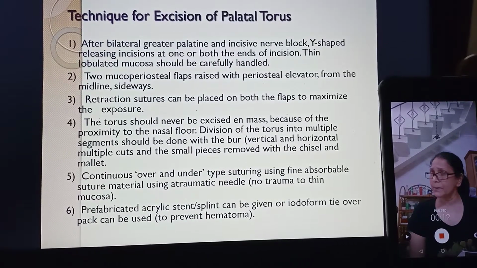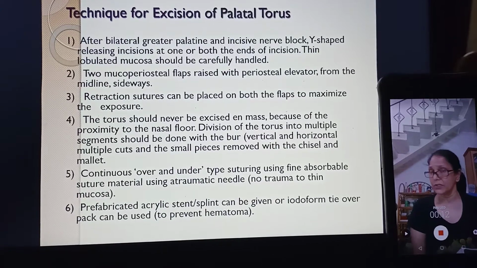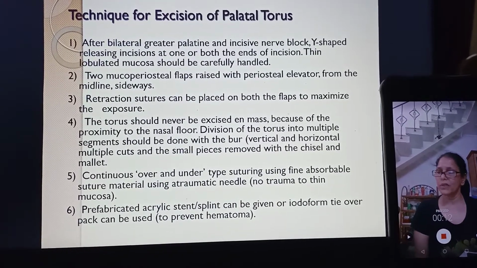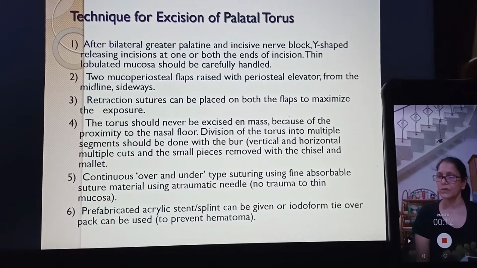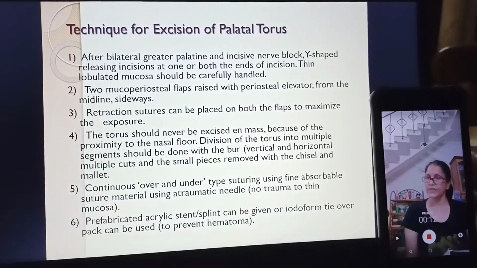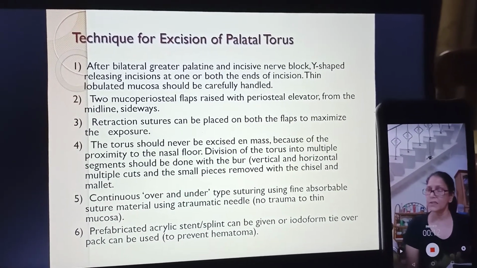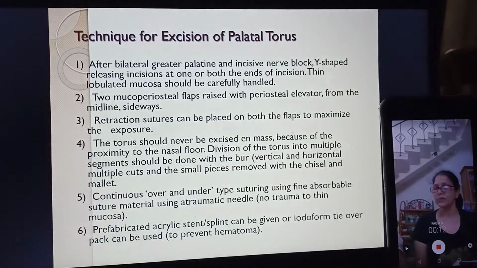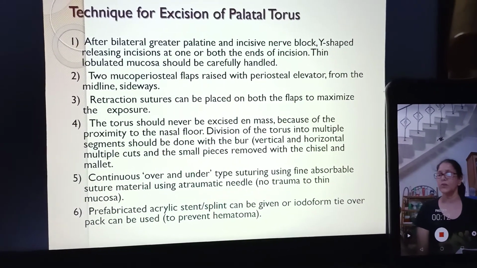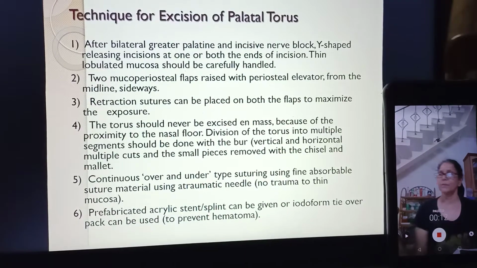A prefabricated acrylic splint should be prepared preoperatively so that once this flap is closed, you can put an iodoform dressing and give the splint after doing the primary closure so that there is no collection of blood or hematoma underneath the flap.